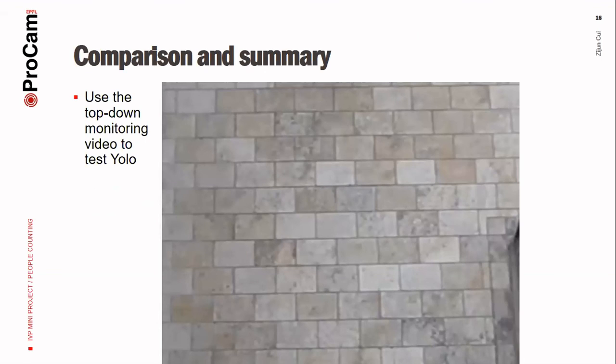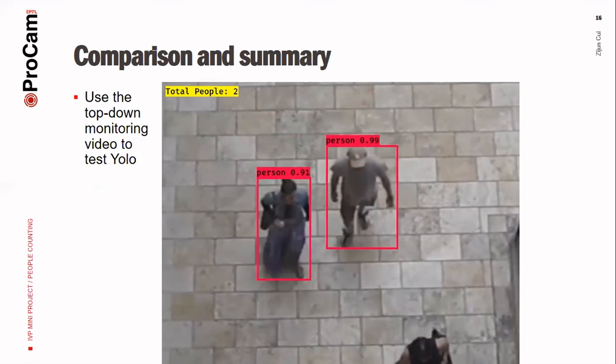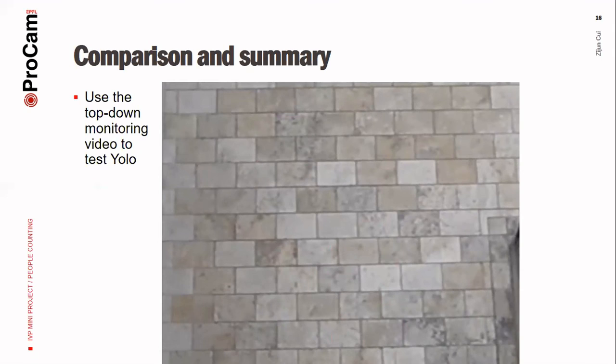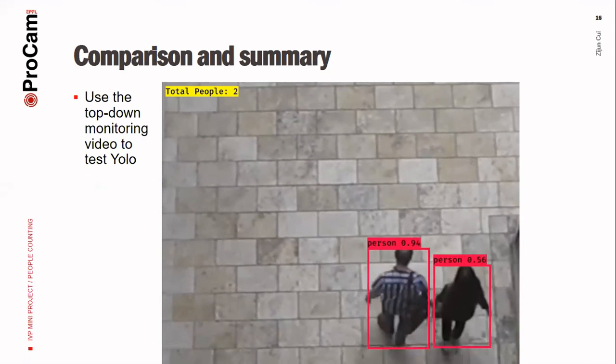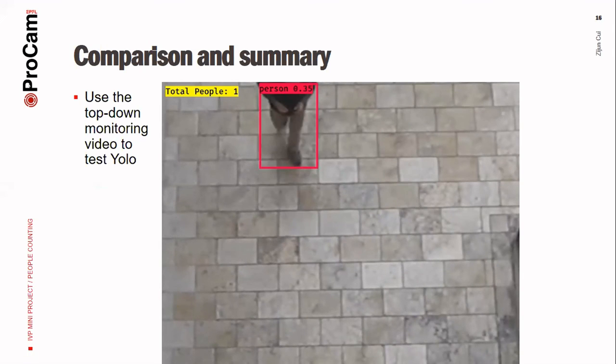And I also used this video to test YOLO. You can see that YOLO cannot detect people well in some frames, like this point. Yeah, as you can see, it's not very continuous. So the data from this perspective is also a challenge for other models.